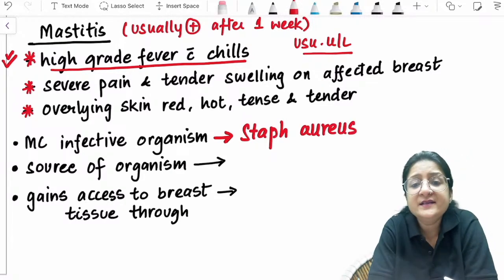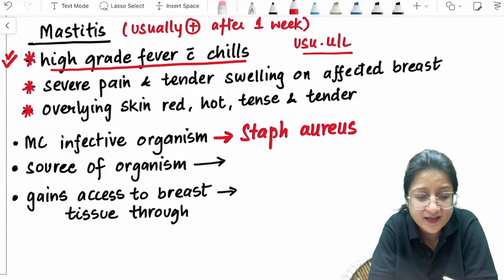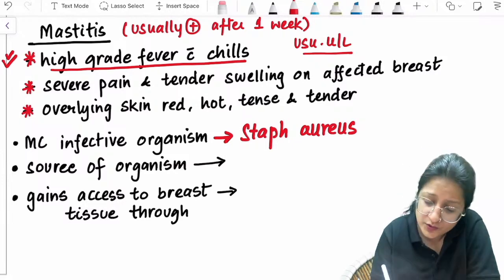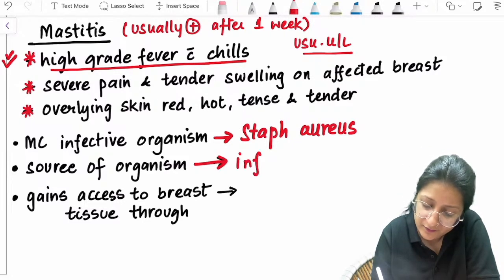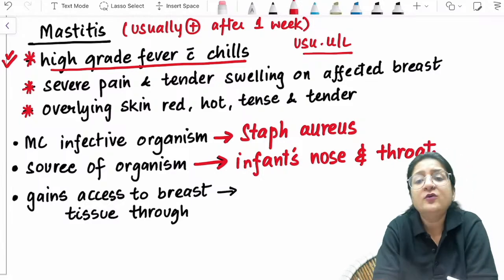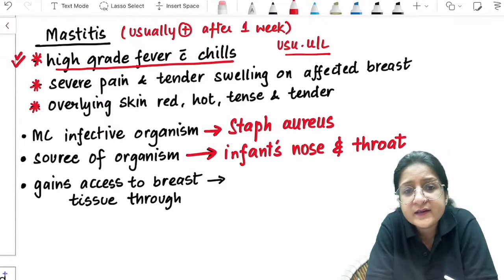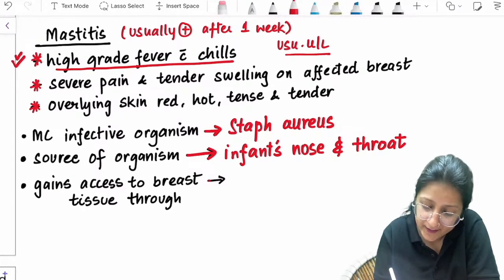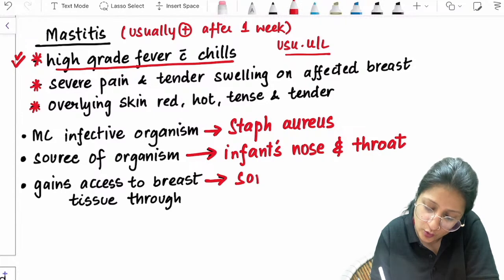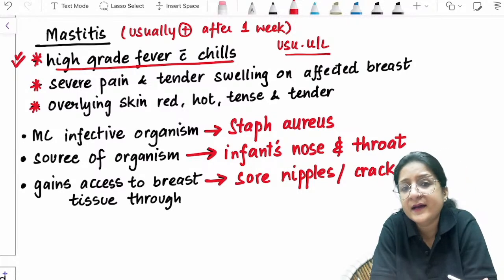Then they ask you, where did the Staph aureus come from? What is the source of this organism? The source of this organism is from the infant's nose and throat. Okay. And how did that organism enter the breast tissue? It enters the breast tissue through sore nipples or cracks.